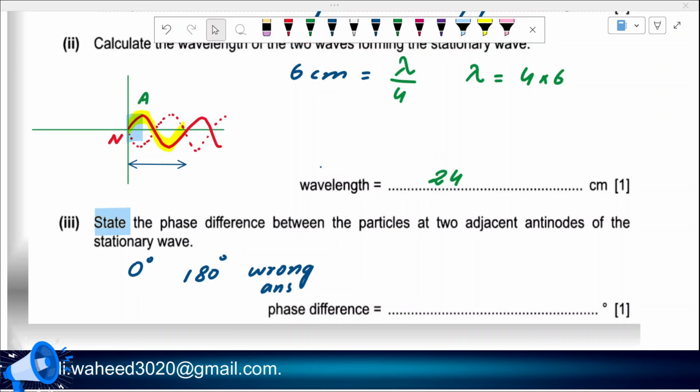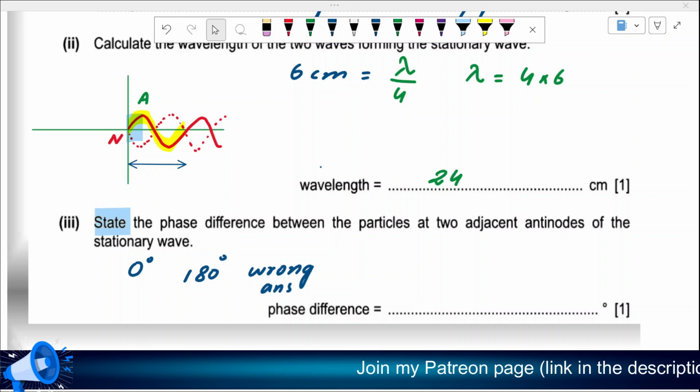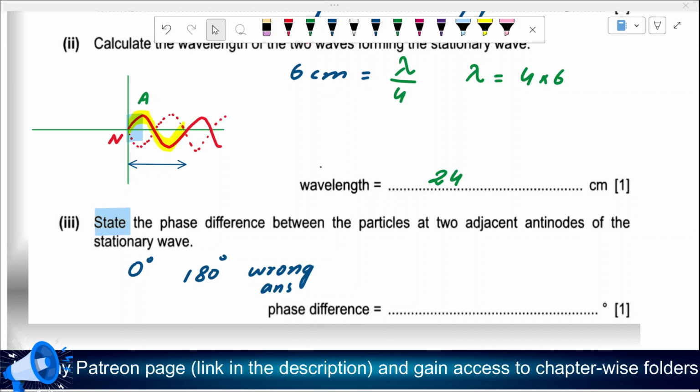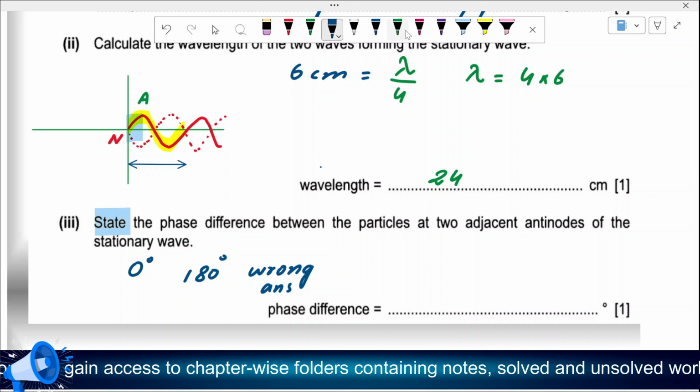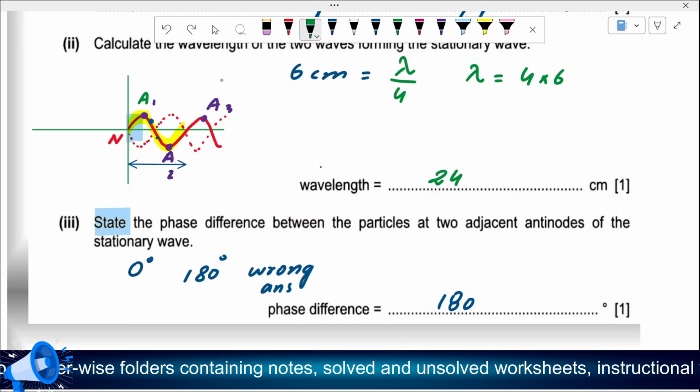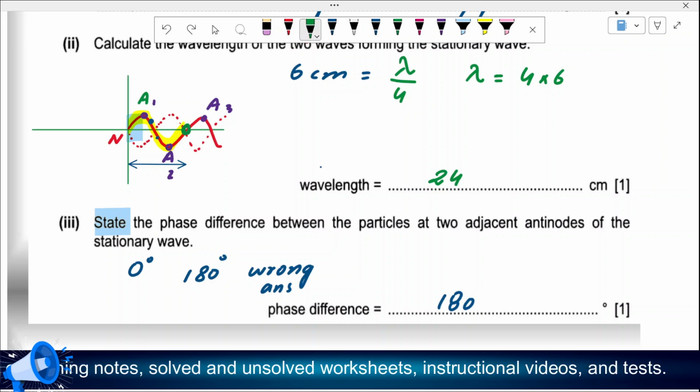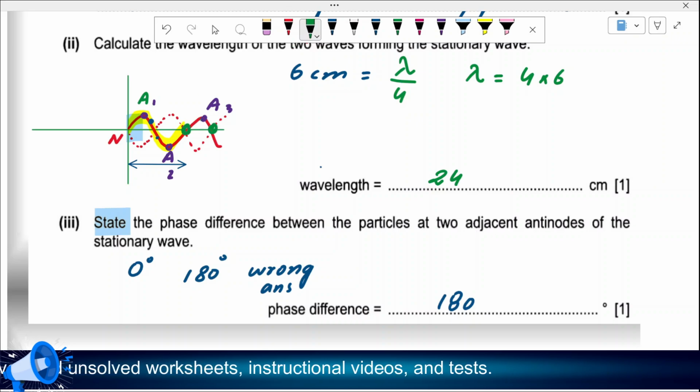Yes, anyone who can tell me the phase difference in this case? Between two adjacent antinodes, meaning between two consecutive antinodes. This is what we mean by between two adjacent antinodes. So what does that mean? Because let's say this is node 1, this is node 2. All the particles which are between these two nodes would have the phase difference 0.